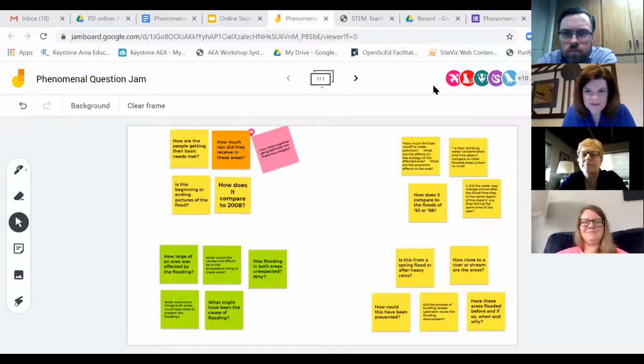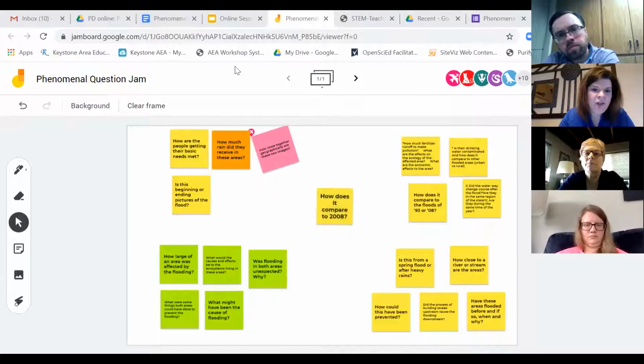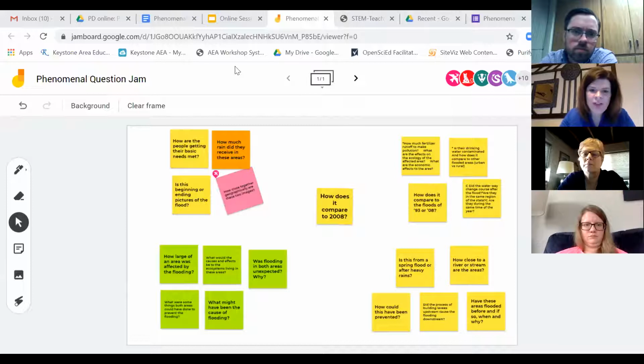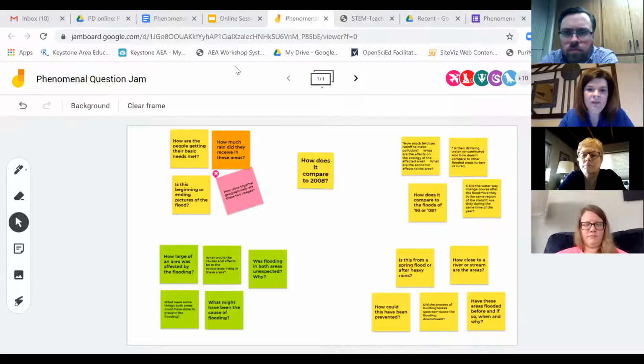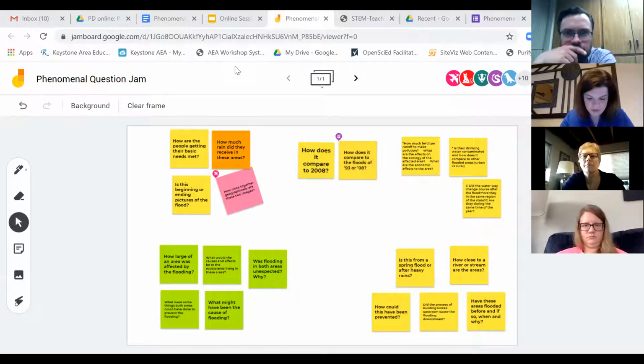How about I start? Let's take one of the sticky notes and start moving them over. Let's look at, how does it compare to 2008? That seems to be from group 1. Did any other group have something similar? If you did have that in your pod of sticky notes, could you move it closer to the one I just moved, this one right here?